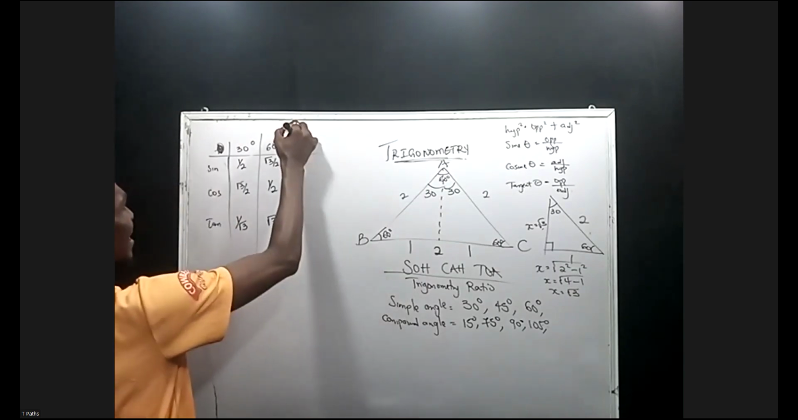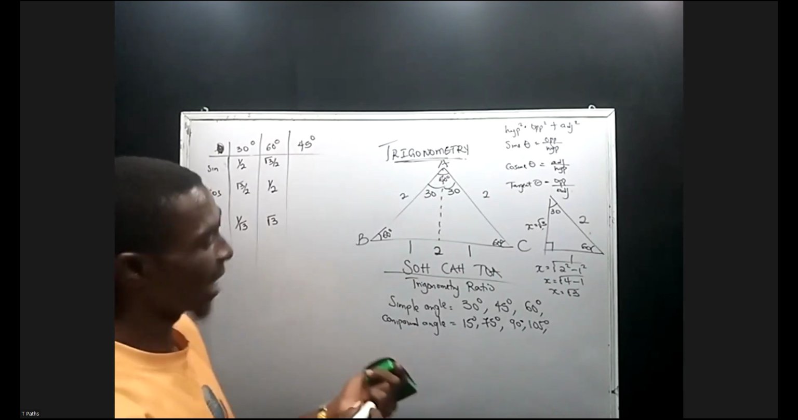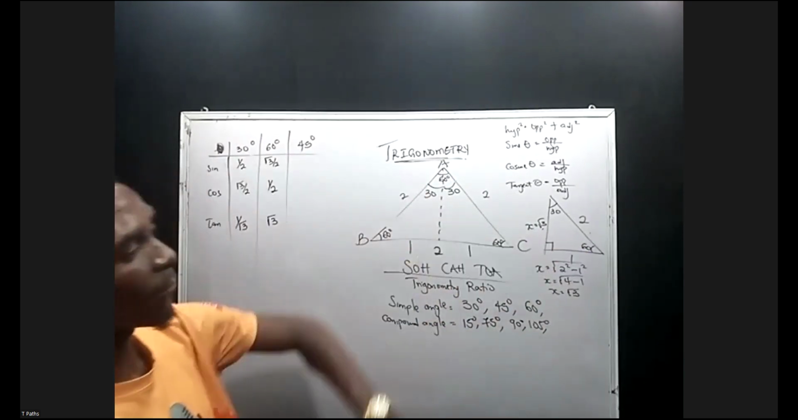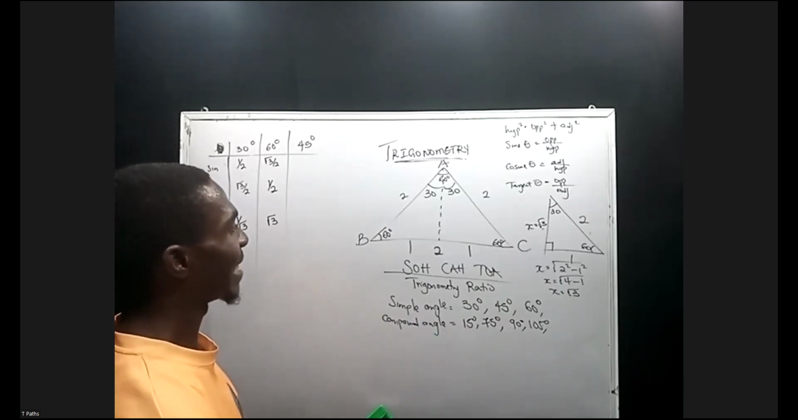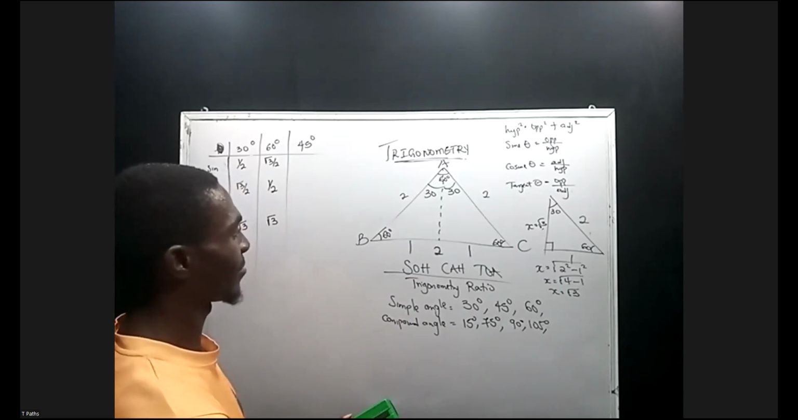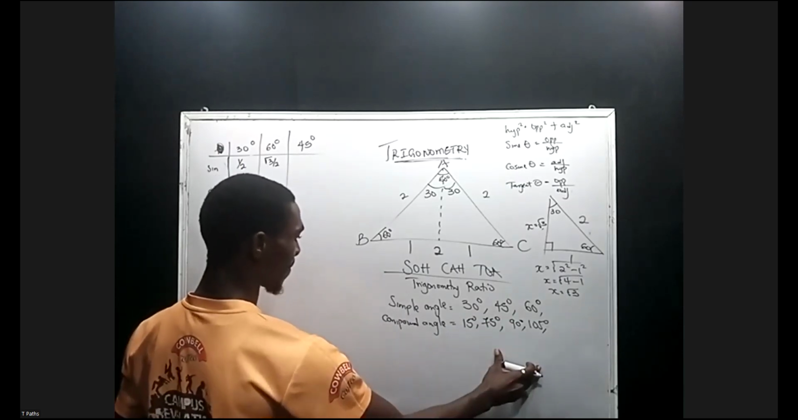Now, the last simple angle that I want to introduce is 45 degrees. But you cannot find 45 degrees here. We can find 45 degrees from a new diagram. Now, that is a quadrilateral shape. Let me give you a quadrilateral shape here.